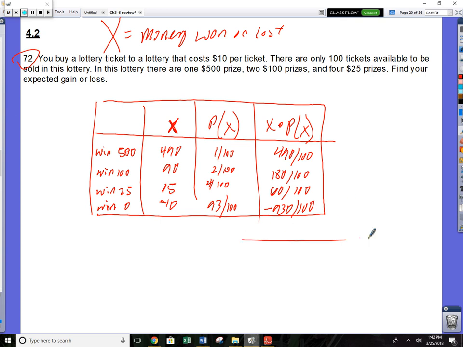Okay, now add them all up. If you sum all these up on your calculator, you're going to get a -2, and that means you are expecting a loss of $2 for every time you play. So this is not a good game to play. You don't want to play this one.